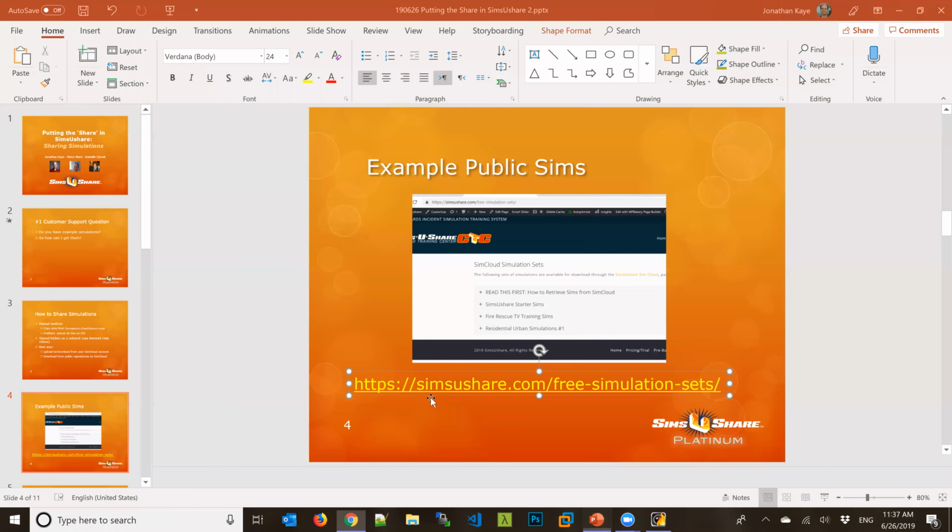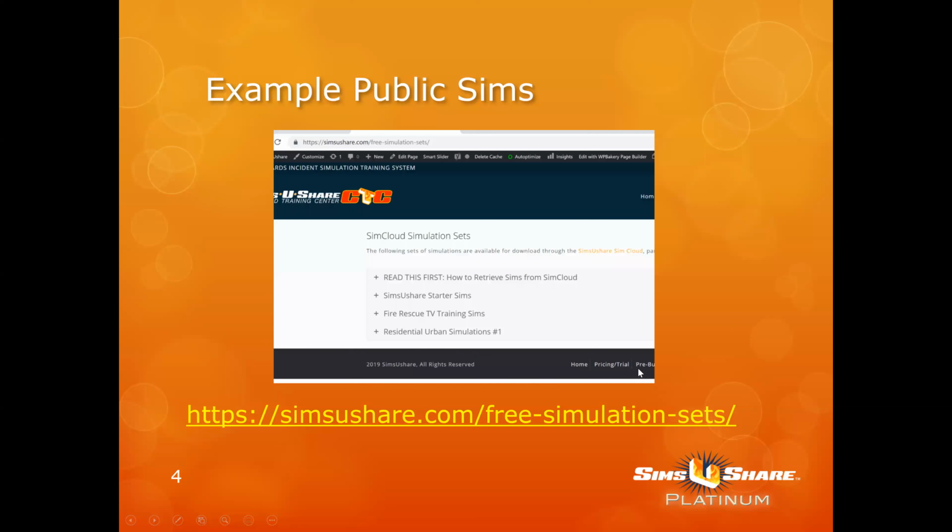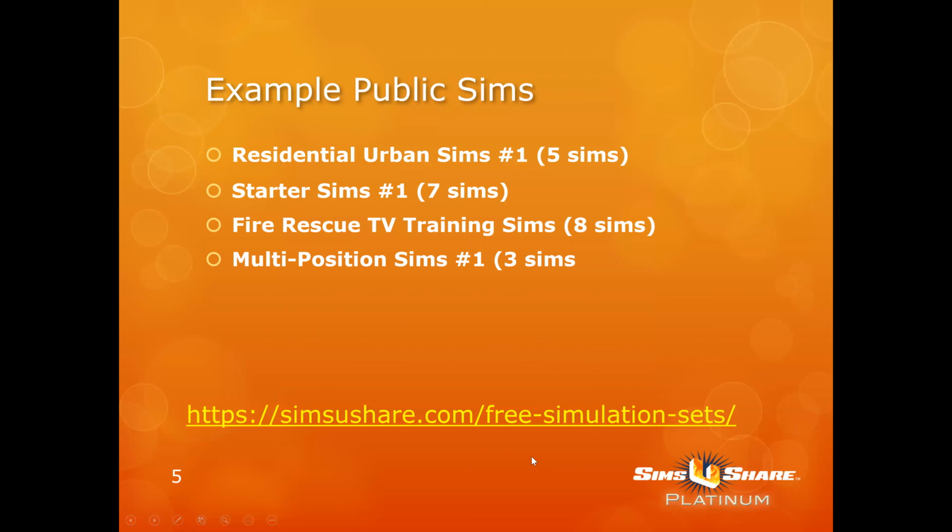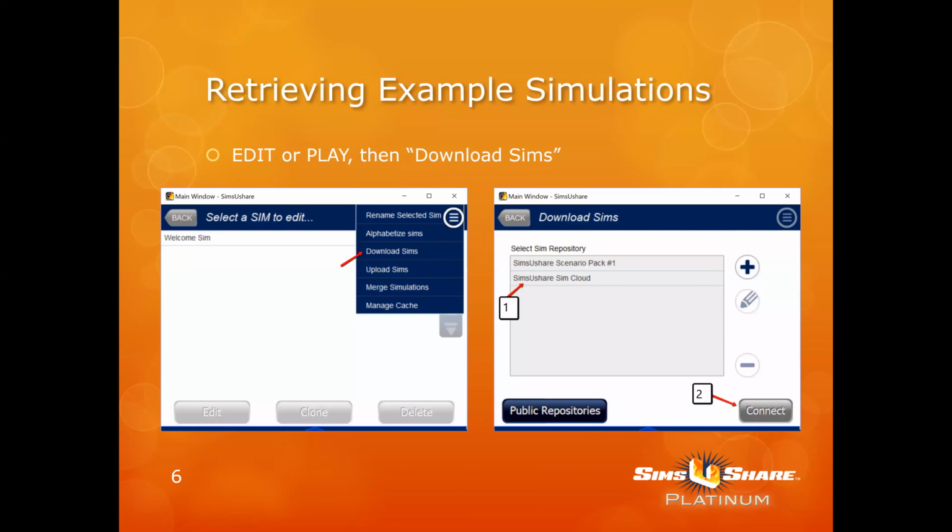So these are the set we have here in the free simulation set, but now the question is, how do you actually get them into SimsUshare? So this is where we have, there's our 4 sets of them. So if you want to bring them into SimsUshare, into the app, right inside the app, if you go to edit or play, there'll be options you may have seen, download or upload sims. Download sims, if I click on download sims, then the next step, and I'll walk you through this, is that you select the SimCloud, SimsUshare SimCloud repository. Once you select the repository and hit connect, you'll then be asked for username and password.